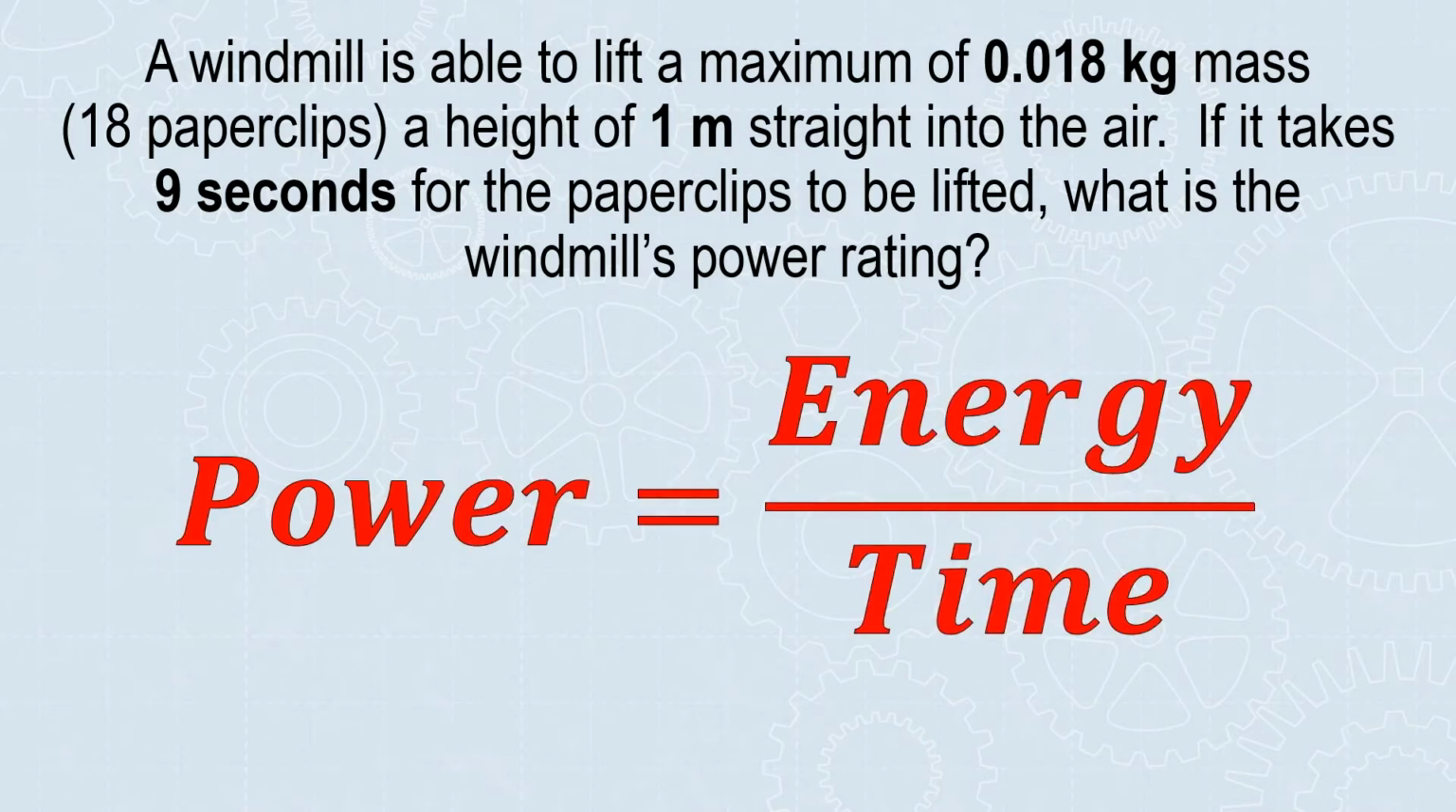We know that it took 9 seconds for the paper clips to be lifted, but we have no idea how much energy was used. The energy was used to lift the paper clips straight off the ground. At their highest height off the ground, the total amount of gravitational energy was applied. We need to calculate the total gravitational potential energy before we do anything else.